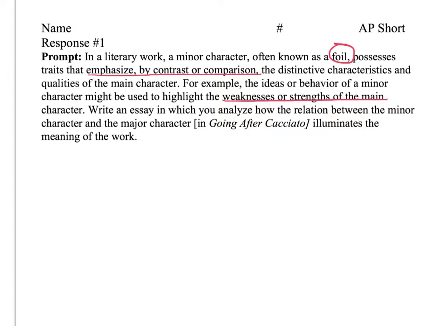The first one, like I said, is make sure you use the word foil to describe the character. You want to think about whether they're contrasting or comparing them, and then what do they show you about the weaknesses or strengths of the main character.